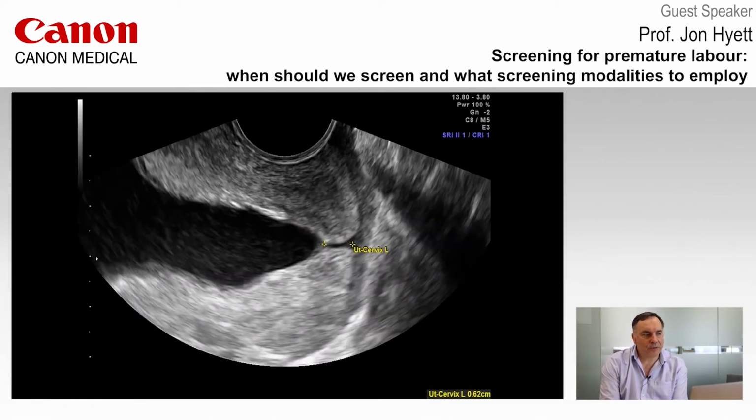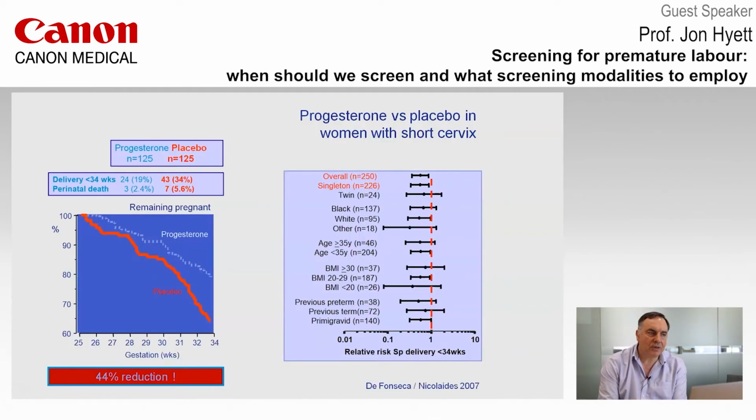This is another example of a short cervix. So here you can see the cervix is only about 6 millimeters in closed length. Again, it demonstrates the fact that effacement is happening from the internal os moving outwards. We know we have an effective treatment. This was the randomized controlled trial that we did in London that showed that if women were given progesterone because of a short cervix, you had a 44% reduction in rates of preterm birth.